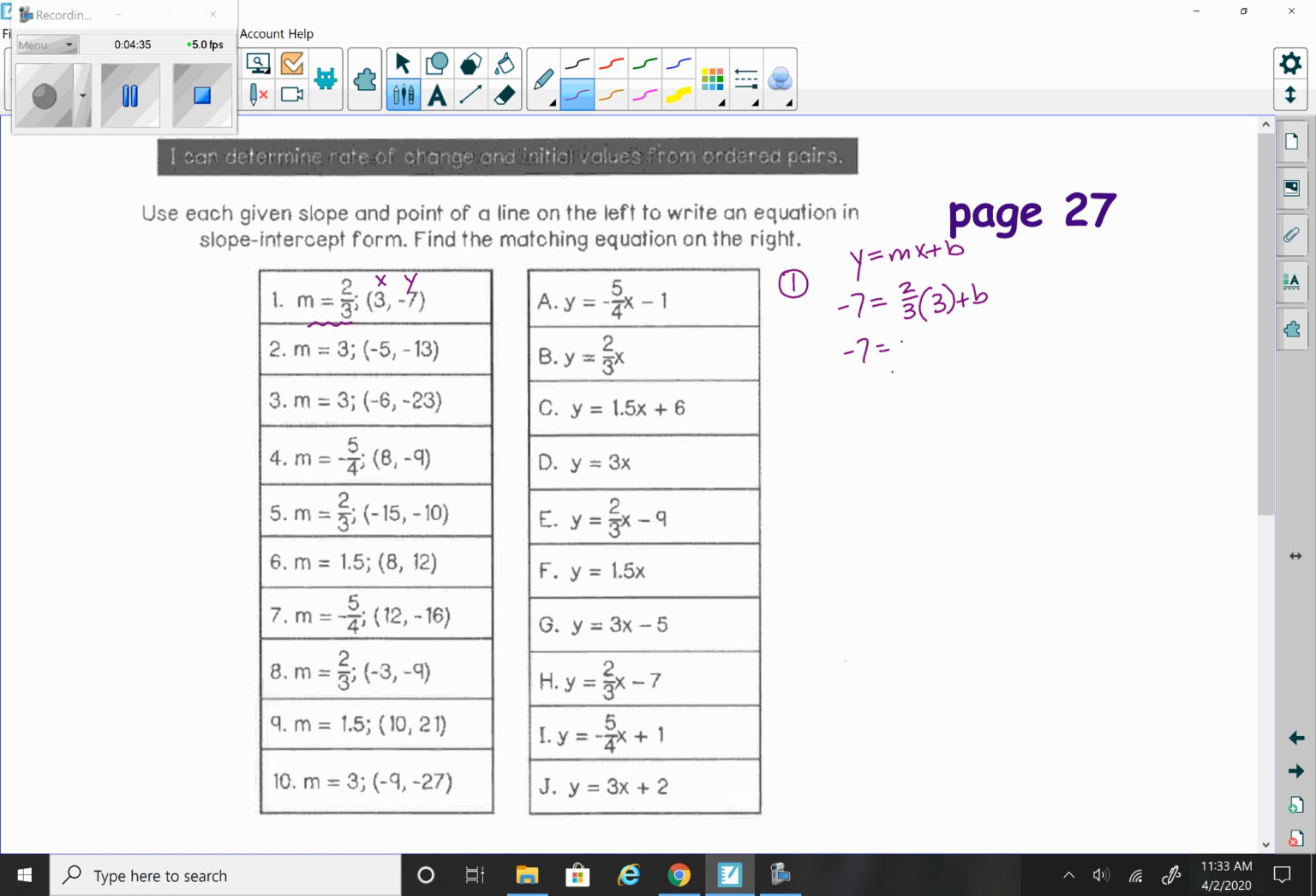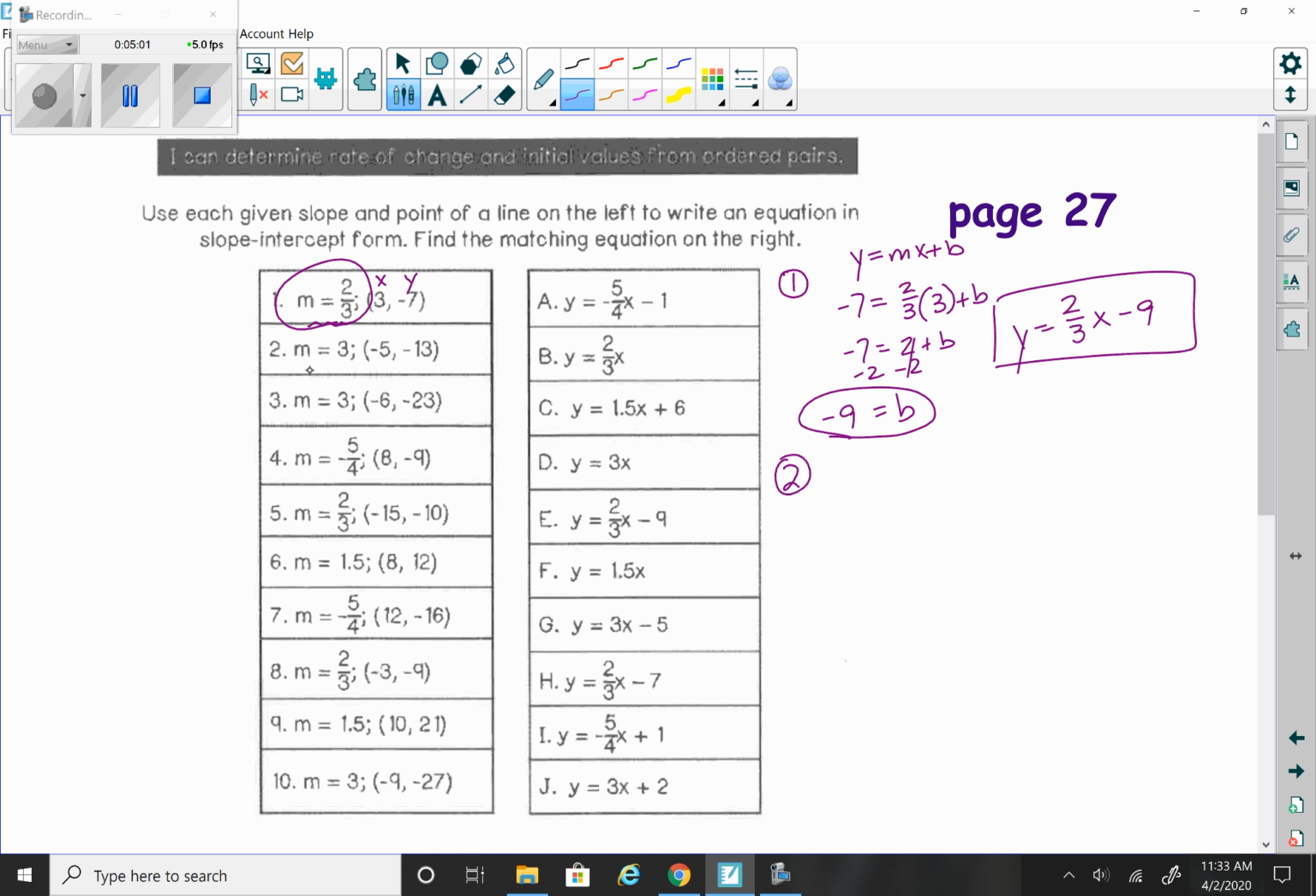So 2/3 times 3 is 2. You can use a calculator there if you need to. And then again, trying to get the b by itself, I'm going to subtract 2 from both sides, so I get a b value of negative 9. So now, again, using my y-intercept and my slope, I can write the equation. I can say y equals 2/3 x minus 9. Let's go ahead and try the second one together. I want to make sure you understand this concept.